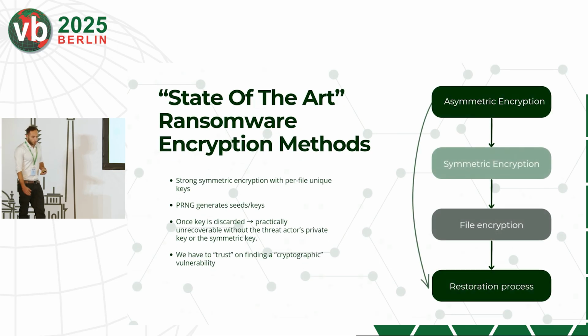So for me, that was the motivation to look specifically at the concept of the encryption. And I tried clustering all the ransomware families I researched, and we'll talk about them, into two main clusters of encryption mechanisms. But in order to understand them, I just want to clear the state of the art of how ransomware encryption methods look. As of today, they have to have a strong symmetric encryption, hopefully per file unique keys. Don't have to be, but hopefully.